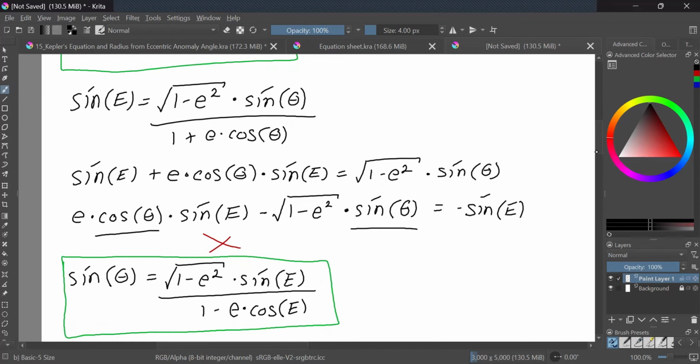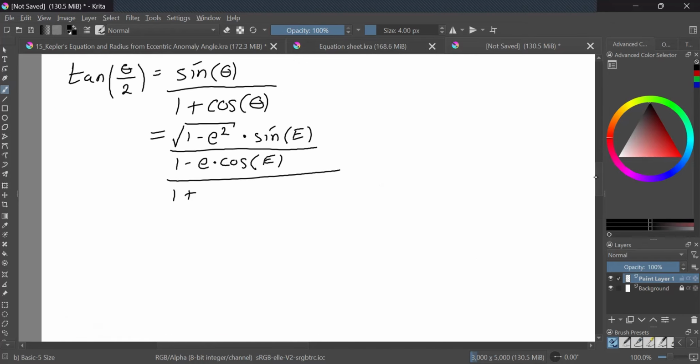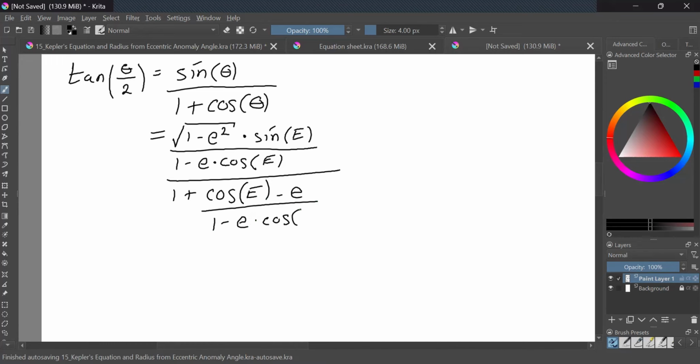And in fact, instead of writing it up there, I'm just going to write it down here. And that becomes the cosine of the eccentric anomaly angle minus the eccentricity, over 1 minus the eccentricity times the cosine of the eccentric anomaly angle. Like I said, this becomes 4 lines.